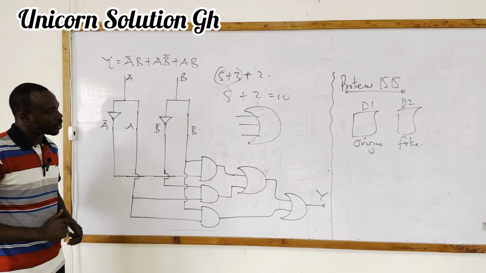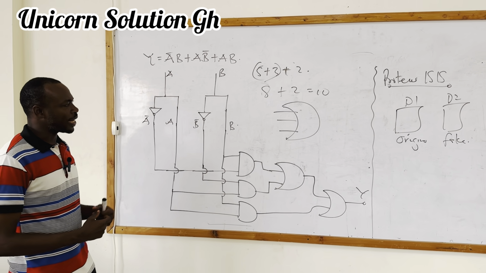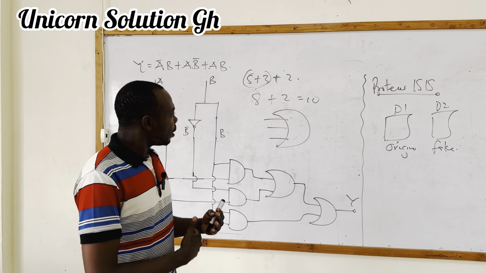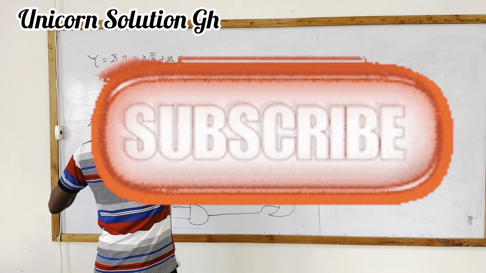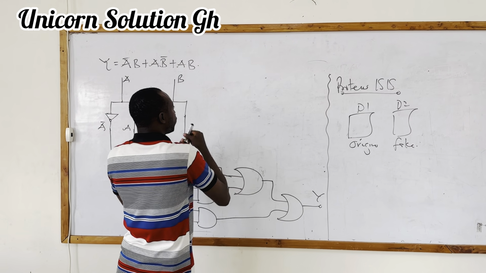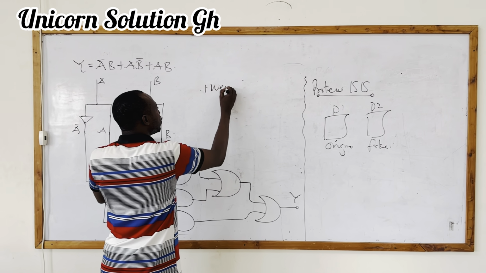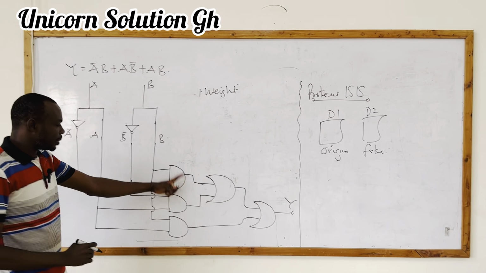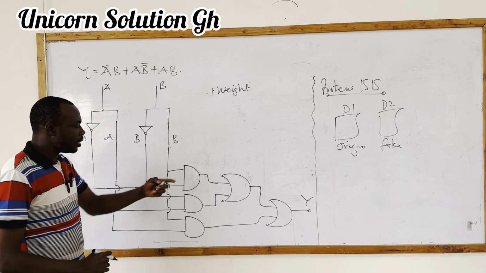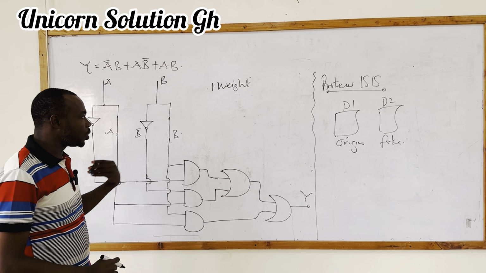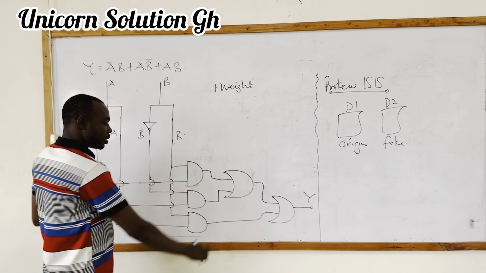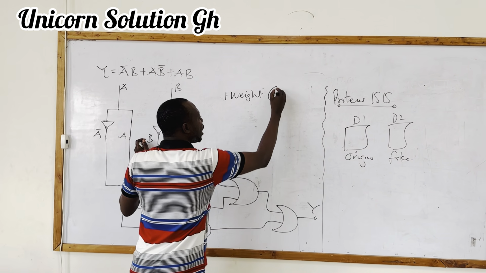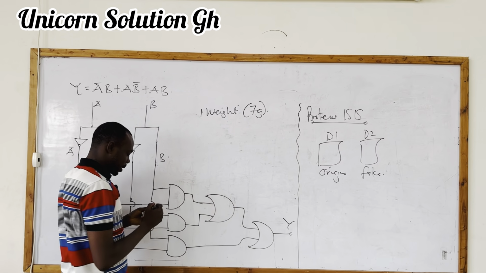But first of all, let's look at something. Let's do some analysis. We are going to analyze four parameters. The first one is weight. If I talk of the weight of this device, let's say one gate weighs 2 kilograms or 2 grams. Then I have 1, 2, 3, 4, 5, 6, 7. It tells you that I'm going to have 7 grams.